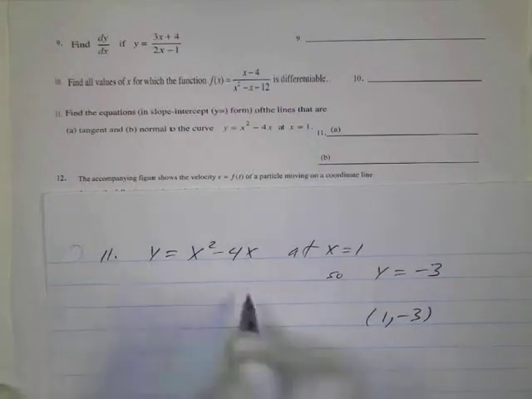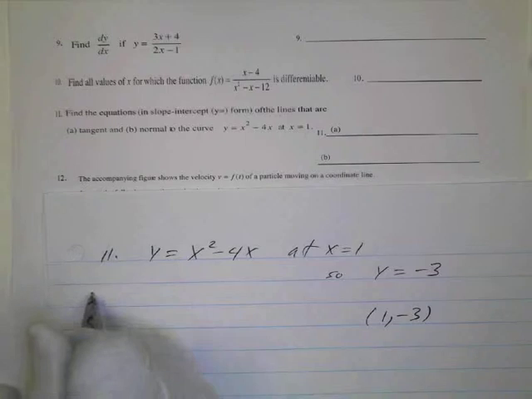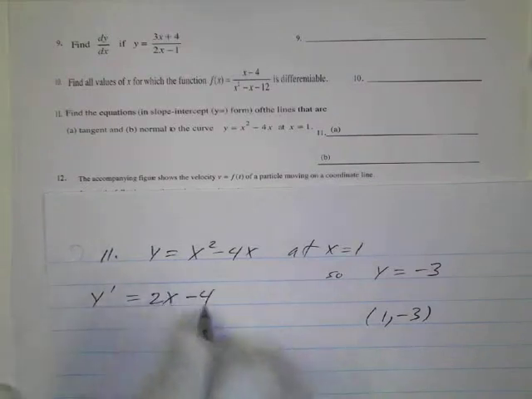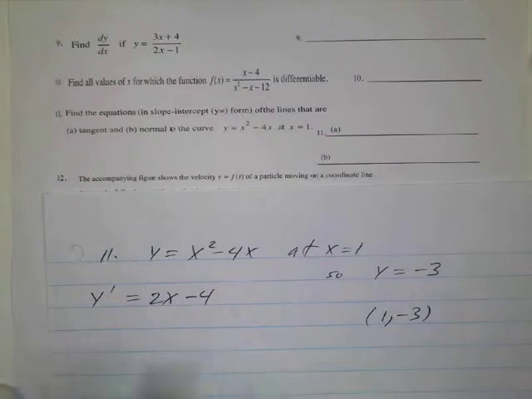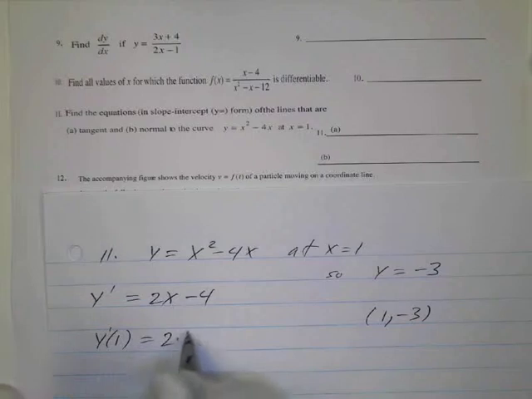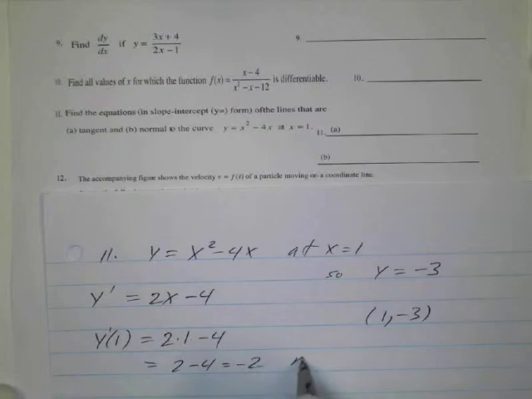And then I want the derivative. I want to find the slope. So I'm going to take the derivative, y prime, which equals 2x minus 4. And then I want to find the slope when x is 1, so that's going to be y prime of 1. That's going to give me the slope. That's 2 times 1 minus 4, which is 2 minus 4, which is negative 2. So that's my slope, m, at x equals 1.